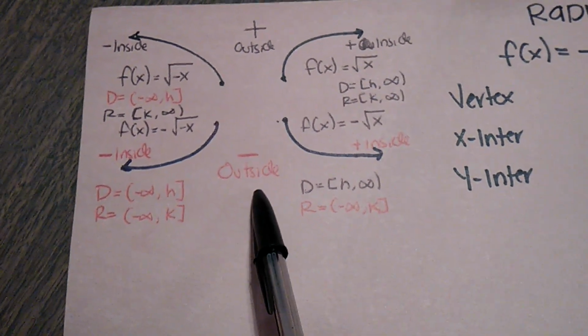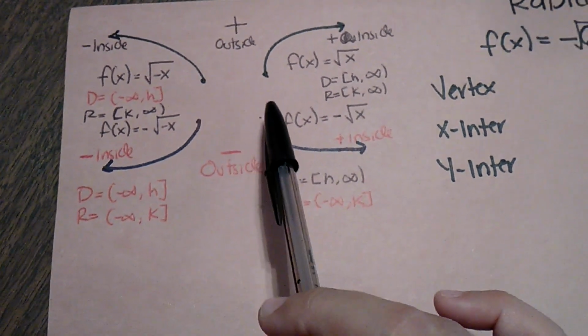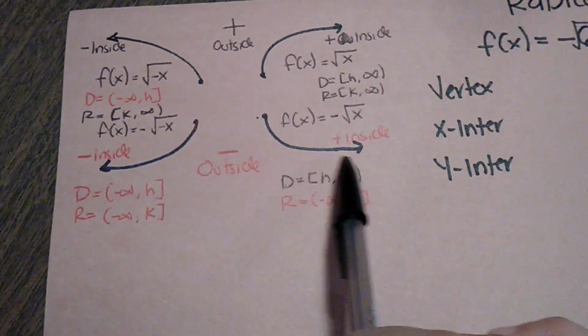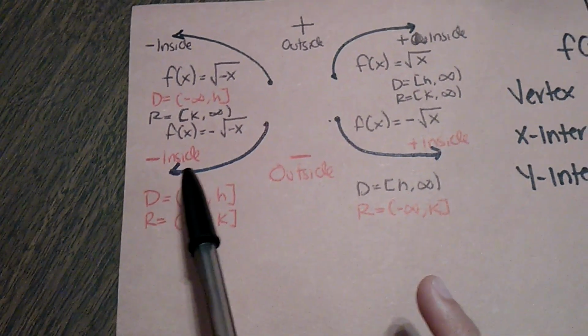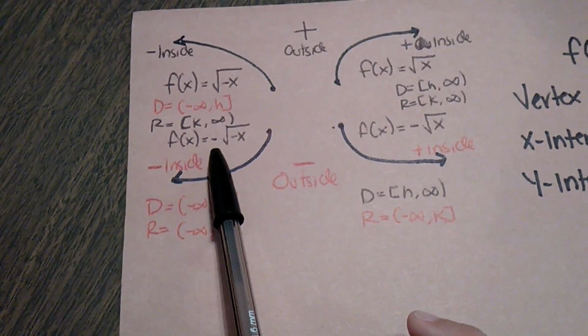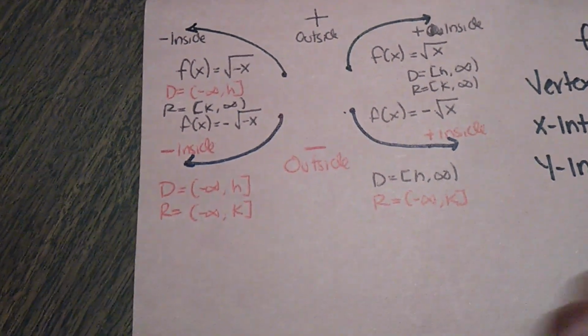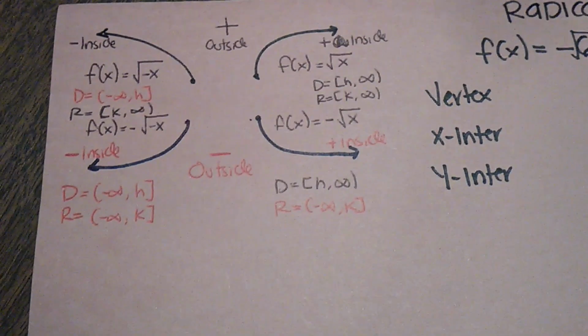Also, again, if you have a negative sign outside, so outside negative, inside positive, it's going to open downwards, rightwards. And if you have negative outside, negative inside, then it's going to be downwards, but leftwards. Also, I wrote the domain and range values.